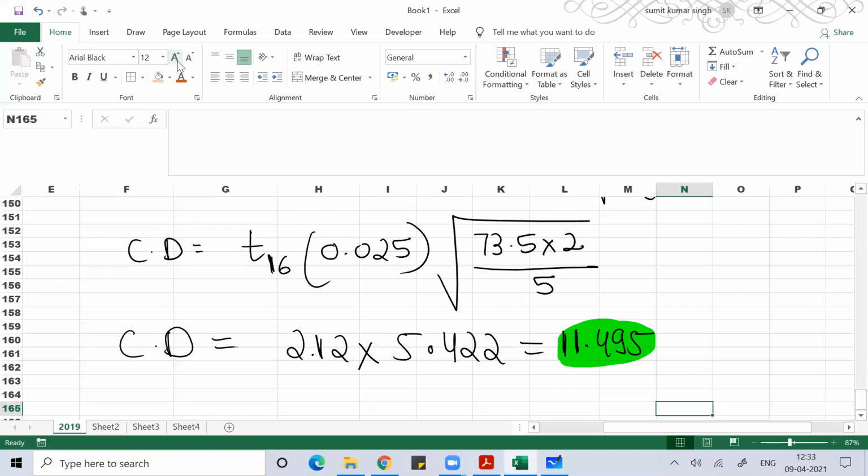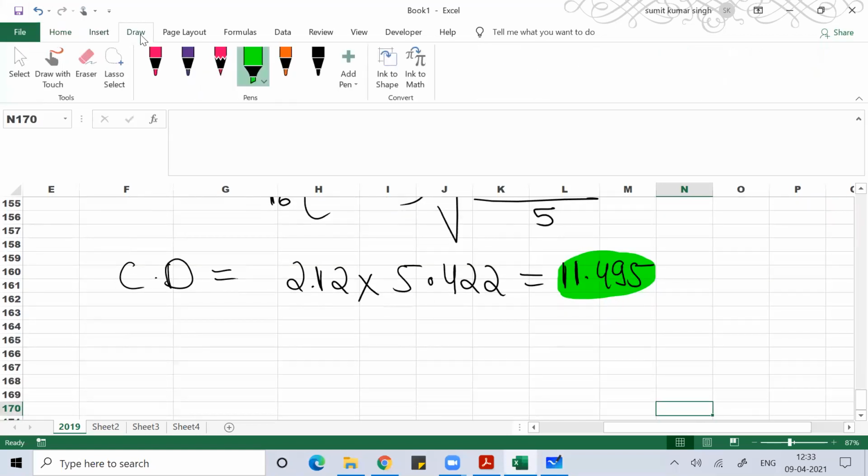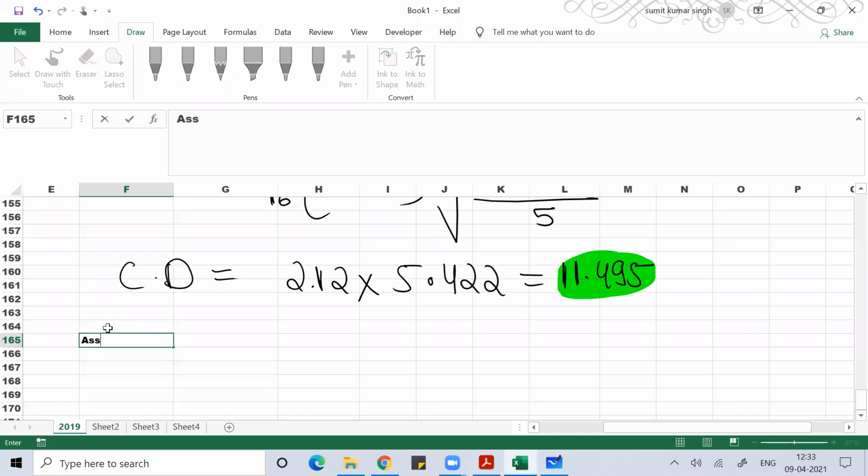So once we get the critical difference value, then we do this analysis to find out which column is actually creating the problem. This is called assessment of between sample sum of square. Assessment of between sample sum of square.